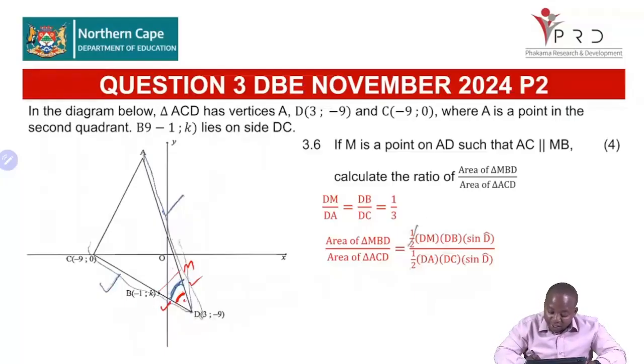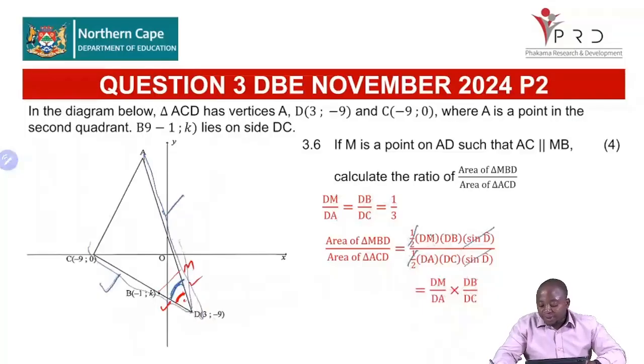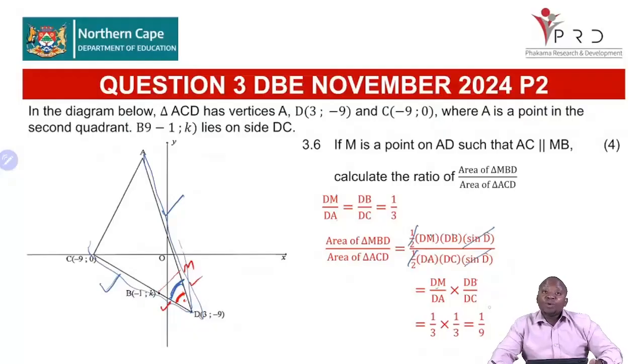So 1 over 2 and 1 over 2 will divide out, then sine D and sine D will divide out. What are we going to remain with? We're going to remain with DM over DA multiplied by DB over DC. But remember, we said DM over DA is equal to DB over DC. So they have the same ratios, 1 over 3 multiplied by 1 over 3, because those ratios are the same since we have parallel lines. Then the answer is going to be 1 over 9.